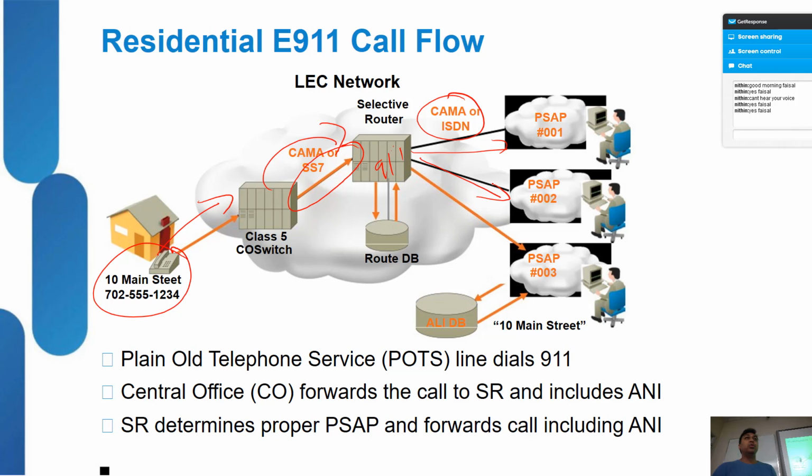The selective router will look at the ANI and the ESN number and decide which PSAP the call should be handled by. Which router would be storing the Master Street Address Guide record, the MSAG? They have a special database for that. So when the call comes in, the router contacts the database to find that information, and the database sends the response.